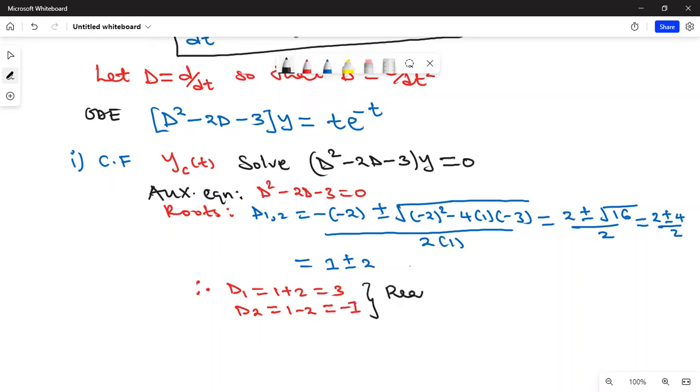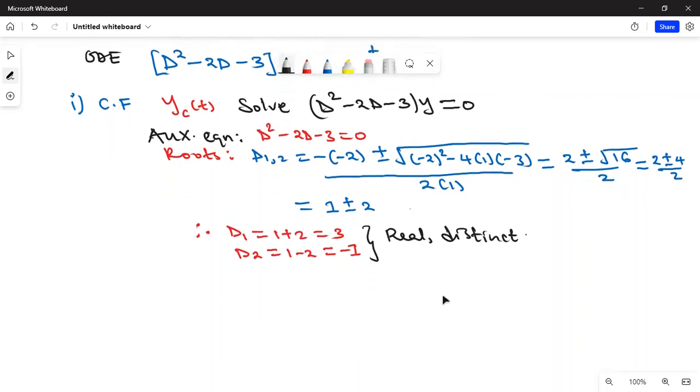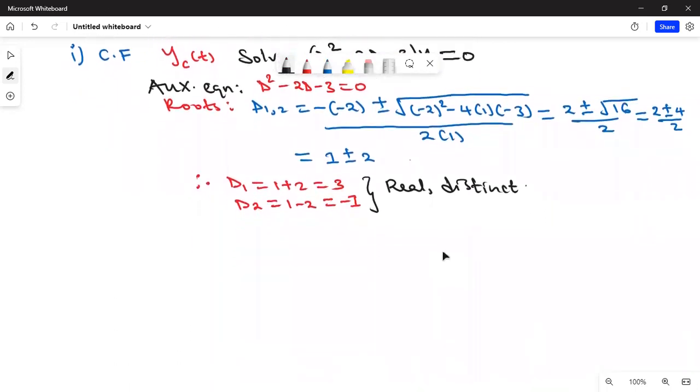They are real and distinct. In a case where your roots are real and distinct, how do you find the general solution? In this case, you're going to say that yc is equal to c1 exponential 3t, remember it's a function of t, plus c2 exponential negative t. c1 and c2 are arbitrary constants.